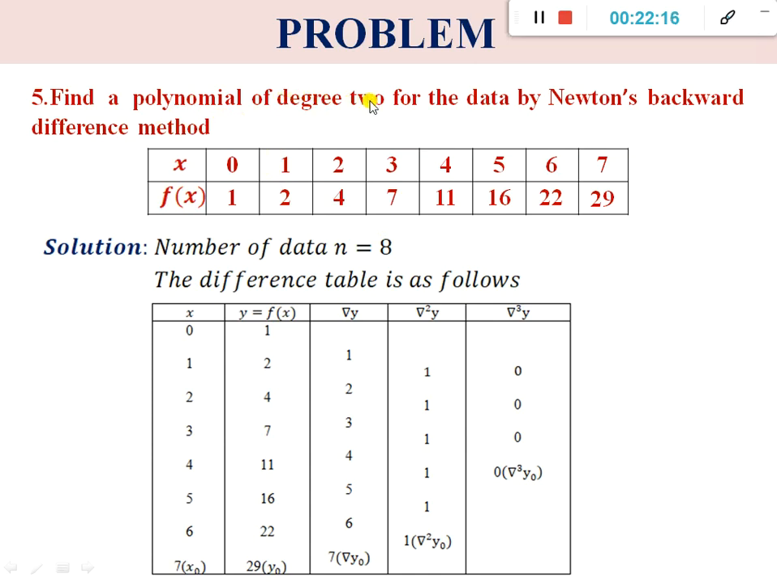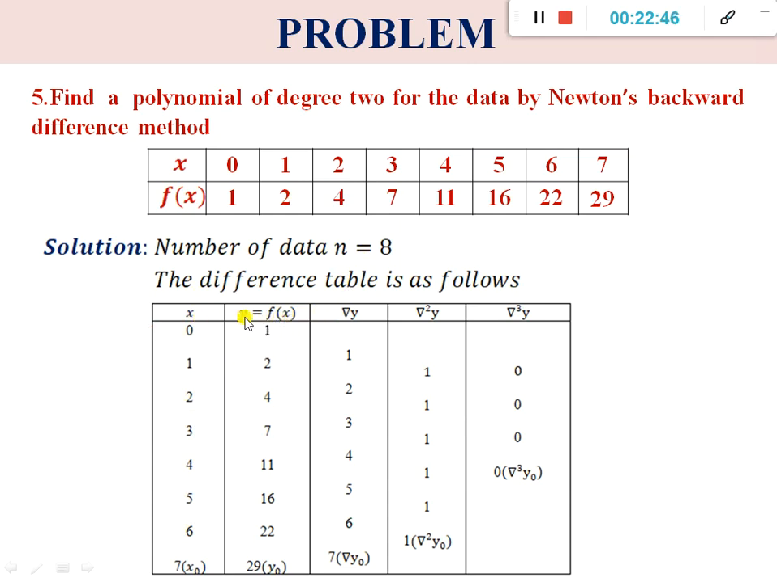Find the polynomial of degree 2 for the data by Newton's backward difference method. So x data and corresponding f of x data. Plot this into a difference table. Here the number of data points is 8, n is equal to 8, x value and y value. The difference of x is equal to 1. All the intervals are evenly distributed. Therefore you can apply Newton's backward.